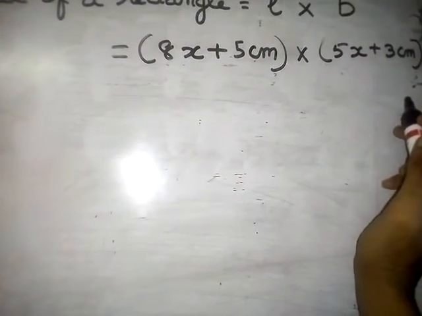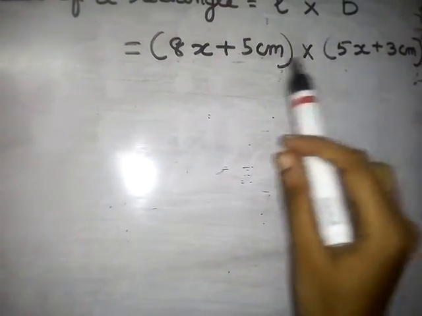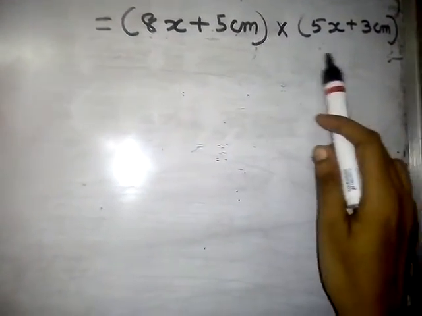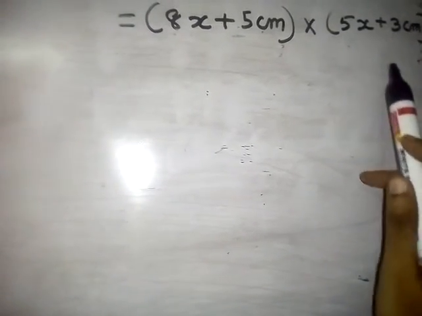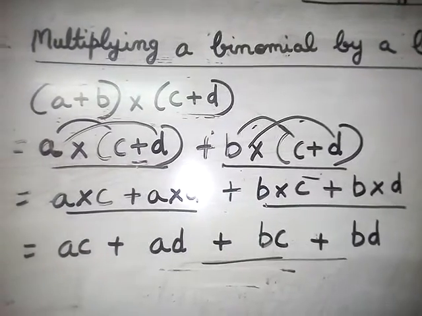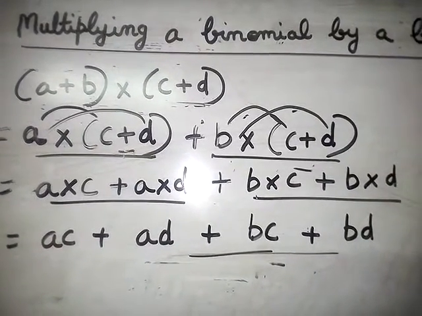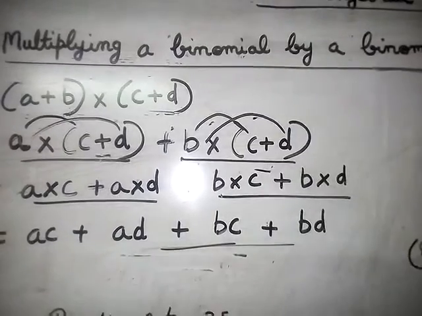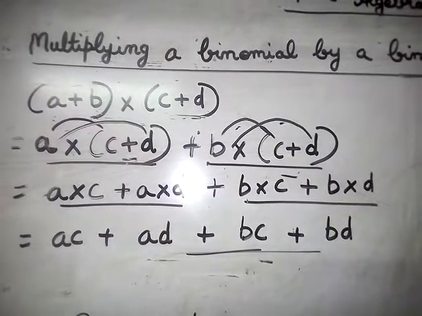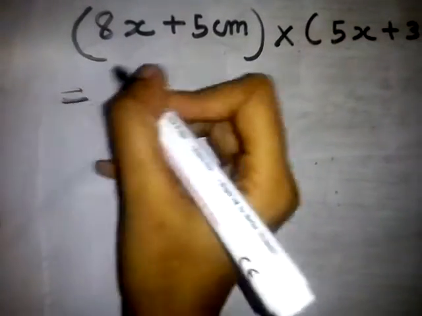In practice set 35, the fourth sum which I taught you yesterday, you have to do the same method. Two expressions of binomial form are there. This is first expression of binomial and this is second expression of binomial. So you have to use the same method, as in the example of multiplying a binomial by a binomial yesterday. So that step you have to use. Now you have to solve this.